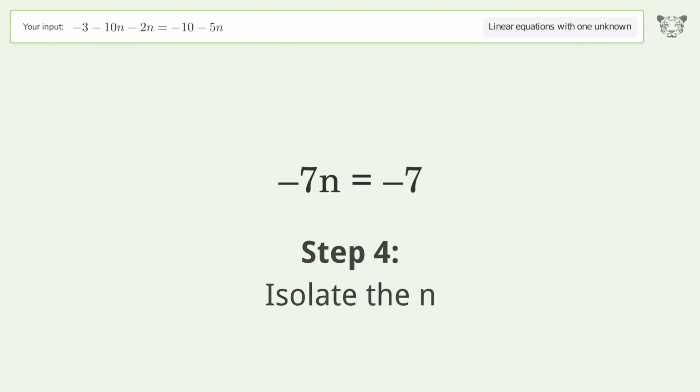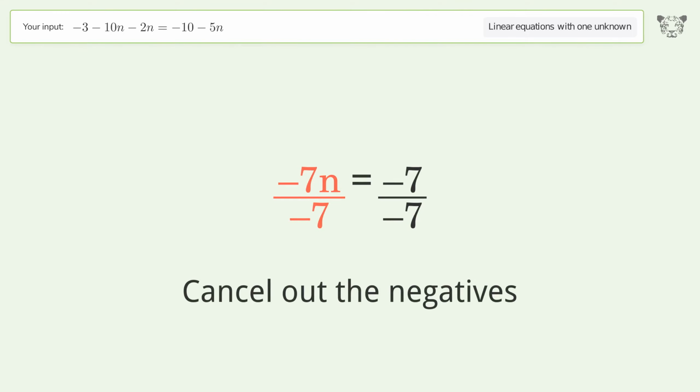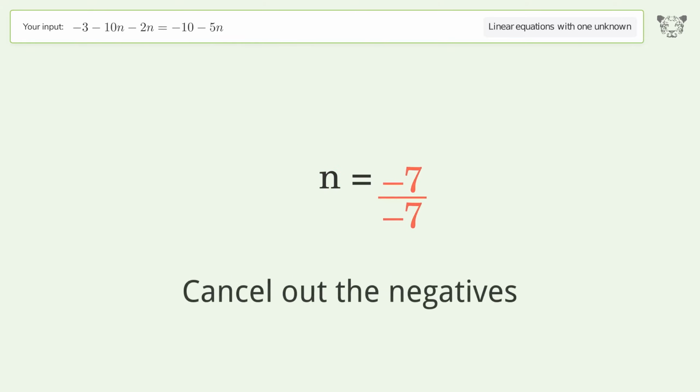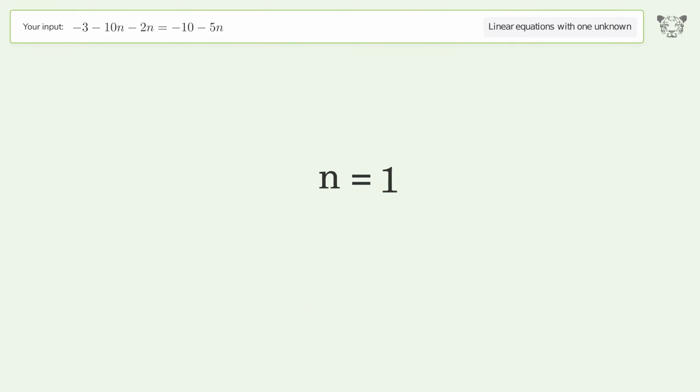Isolate the n. Divide both sides by -7. Cancel out the negatives. Simplify the fraction. Cancel out the negatives. Simplify the fraction. And so the final result is n equals 1.